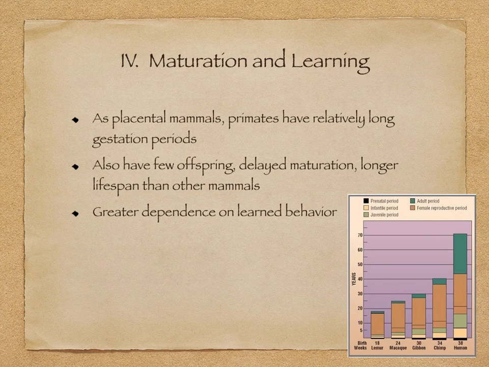One point to make: maturation and learning. If you look at this graph, you can see that as you go from prosimians to monkeys to apes, you see longer and longer and longer infancy periods and learning periods, basically, and that culminates in humans where we have a much, much longer infancy, childhood, adolescence than we tend to see otherwise.